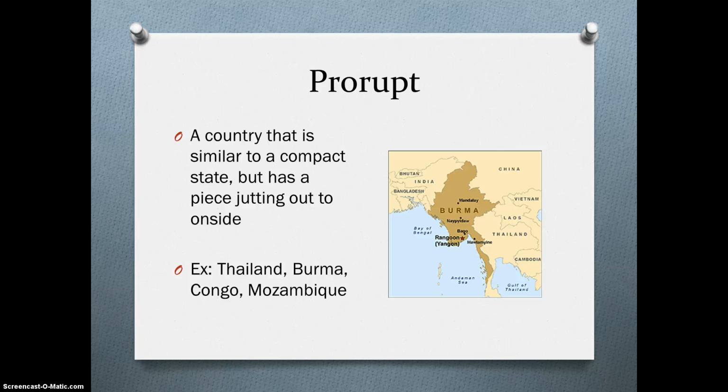Next, we have a prorupt state, and a prorupt state is a country that is similar to a compact state, but has a piece jutting out of the side.